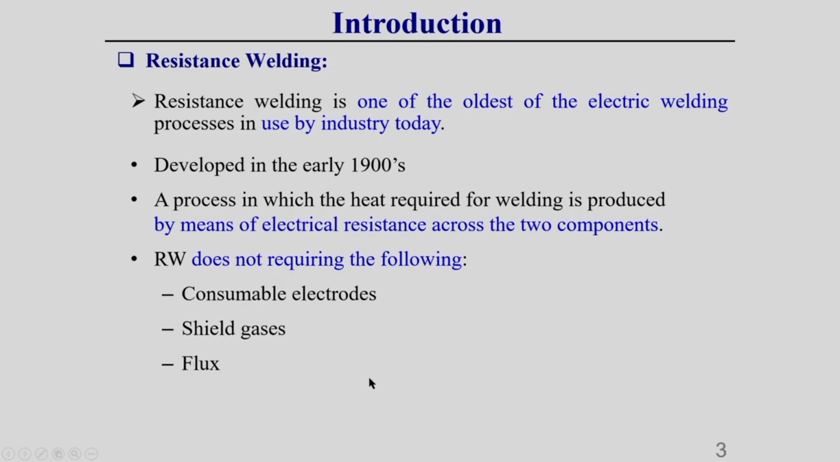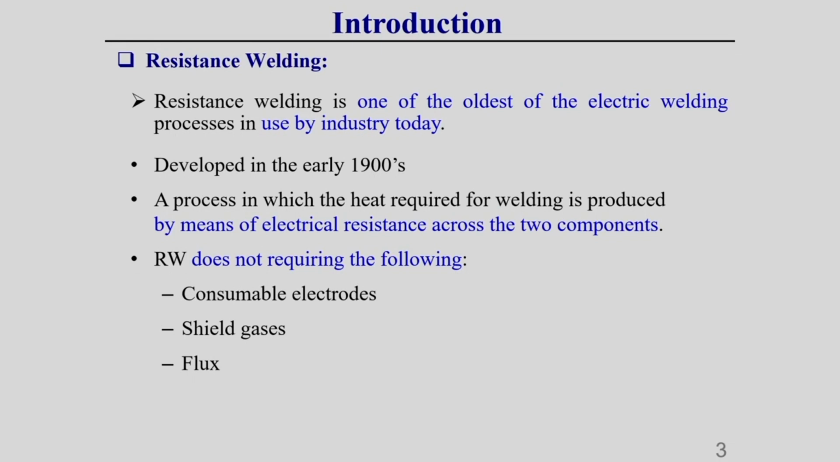So, resistance spot welding is a category which lies in resistance welding technique. Before going to discuss resistance spot welding, first of all we should know what is resistance welding. Resistance welding is one of the oldest electric welding processes, which nowadays has gained popularity widely in industry and is used by industry today also.